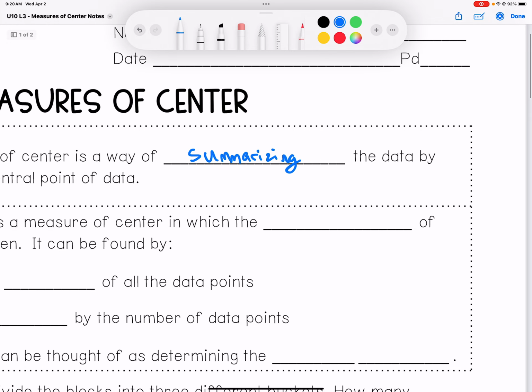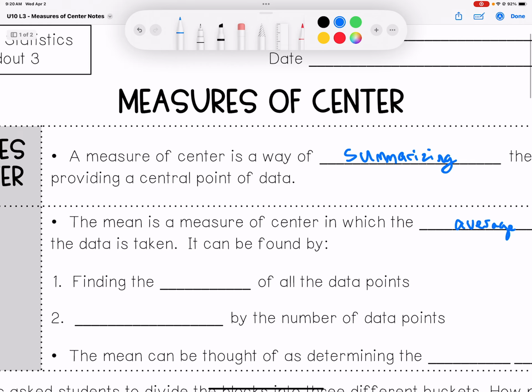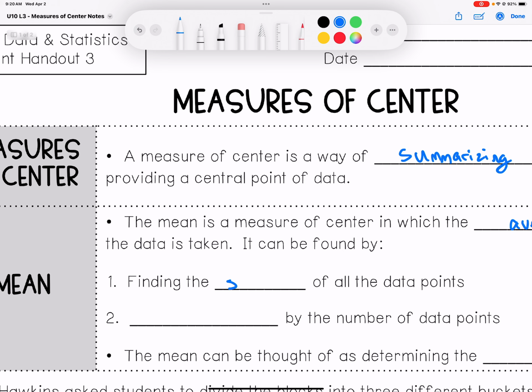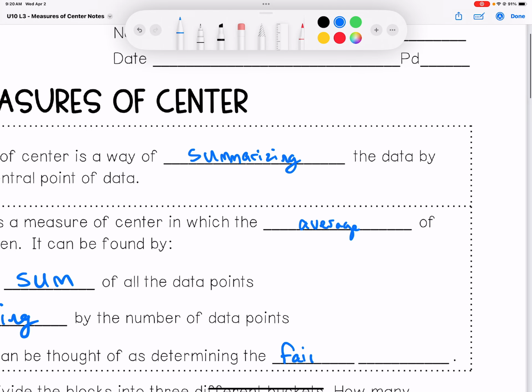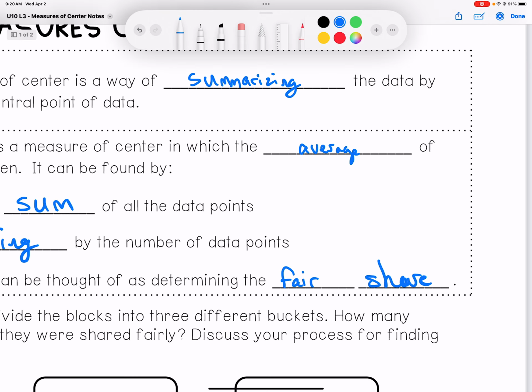The mean is the measure of center, which was the average of the data taken. The way that it's found is by finding the sum of all data points and dividing by the number of data points. The mean can be thought of as determining the fair share. Everybody gets the same.